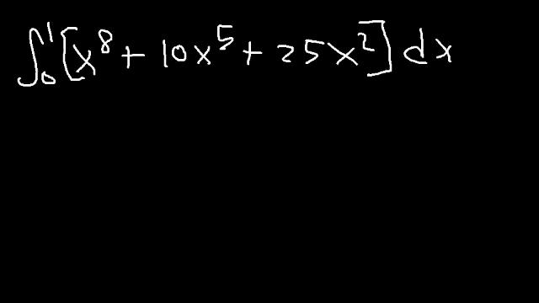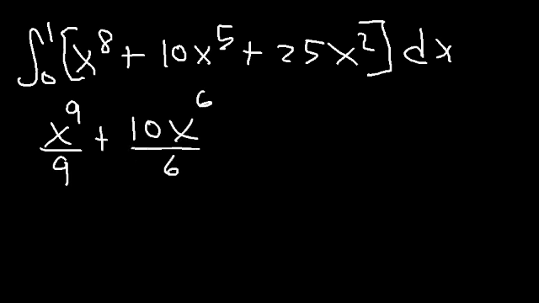So what is the antiderivative of x to the 8? This is going to be x to the 9 divided by 9. And the next one is going to be 10x to the 6 divided by 6. And the last one, 25x cubed divided by 3.